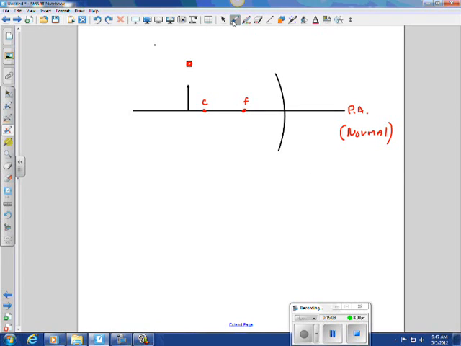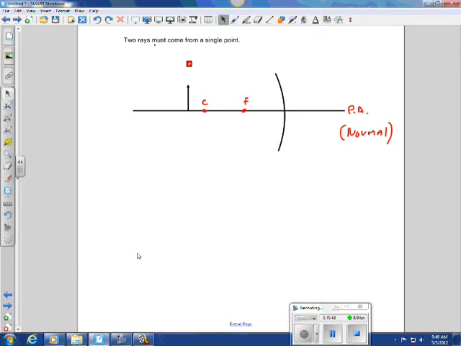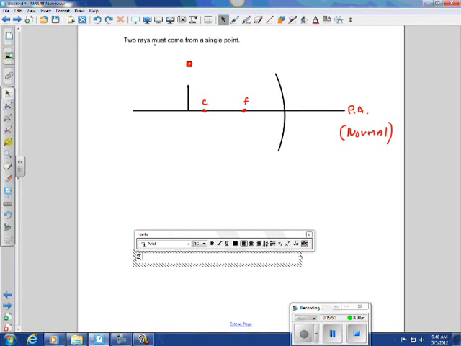But let's go. First thing we've got to do is we've got to draw two rays. Our rules are going to be these. We are going to draw, let's see, two rays must come from a single point. Okay, that's our rule number one. And we're going to have rule number two. And rule number two, that was the first. Let's call this the second. The second rule.